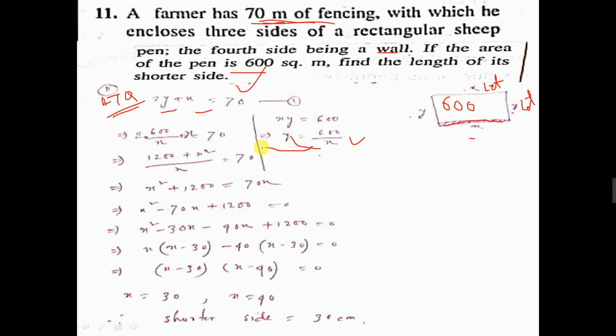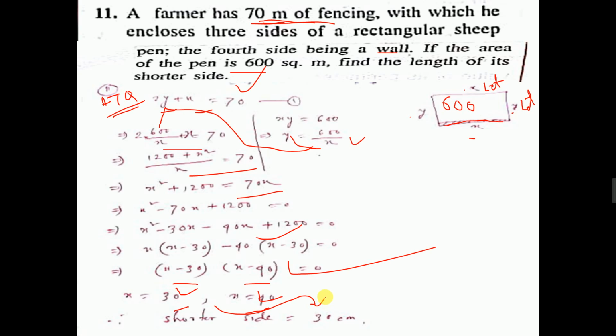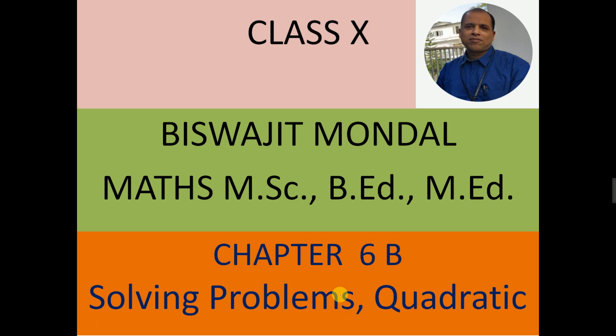Now put the y value here, then do LCM, then cross multiplication, bring everything to one side, do middle term factorization, then do either or. So x is becoming 30 or 40. If you put 30 here, you will get one value of y. If you put 40 here, you will get another value. So which one is shorter, 40 or 30? 30 is shorter, so the shorter side is 30. Find the length of its shorter side, it is told. So the shorter side is done. That's all for this video.